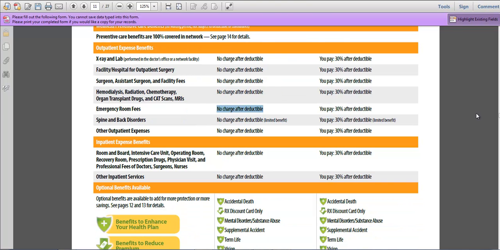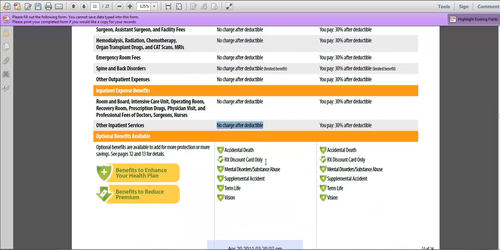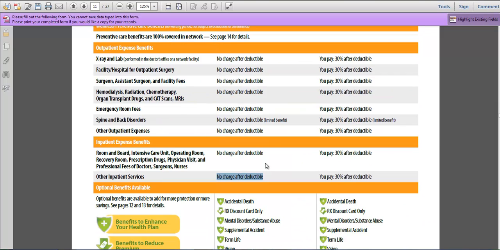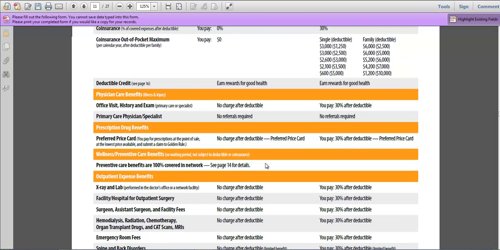Other than that, it's just really high end. If there's anything you want to go over here, we can do it, but you're just going to see no charge after deductible. There are no unreasonable limits put in here. There are no extra deductibles thrown in. It's pretty much as straightforward as it gets. Okay?